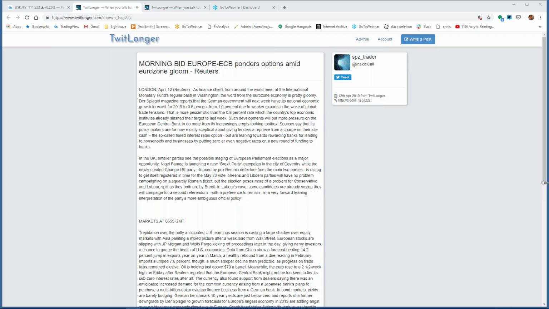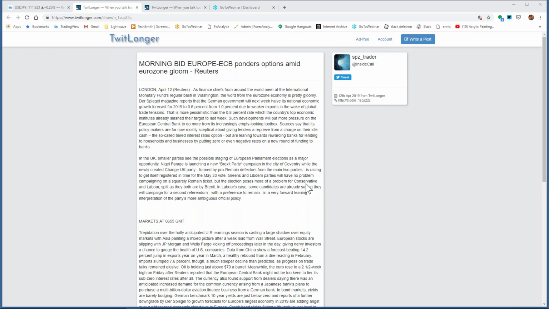Such developments will put more pressure on the European Central Bank to do more from its increasingly empty-looking toolbox. Sources say that its policymakers are, for now, mostly skeptical about giving lenders a new reprieve from a charge on their idle cash, the so-called interest rate options, but are leaning towards rewarding banks for lending to households and businesses by putting zero or negative rates on a new round of funding to banks.